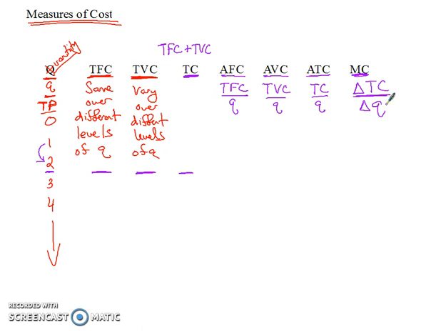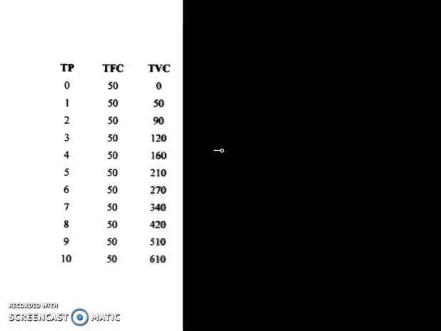Now, let's look at this with numbers. So what I did here was I give you the total product, which is also the Q. So this is the different levels of output for the firm. They could produce 0, 1, 2, 3, 4, all the way up to 10 units. And then notice the fixed cost for the firm is the same. That's what makes it a fixed cost. No matter what your level of production is, you're going to face this fixed cost of $50.